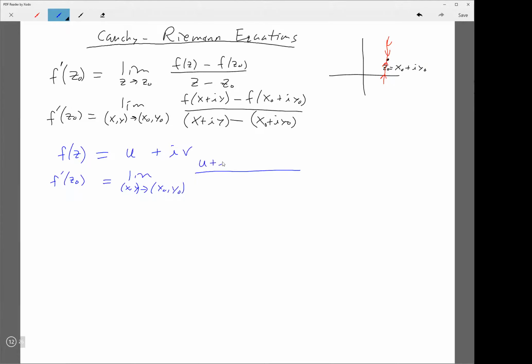So you have u plus iv minus u of x naught y naught plus iv of x naught y naught, all over the same thing in the numerator. Okay, so you have this, and this is u of xy plus iv of xy.